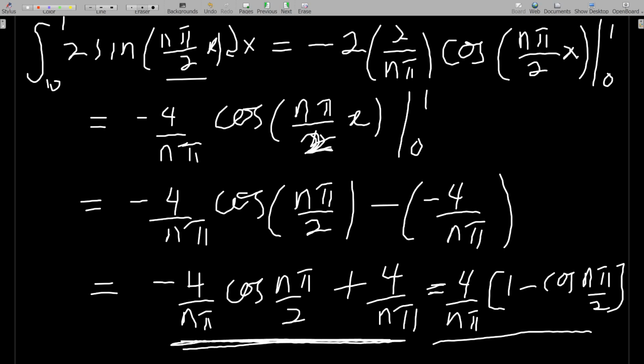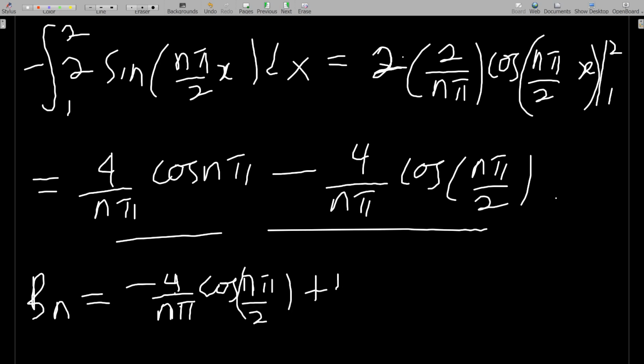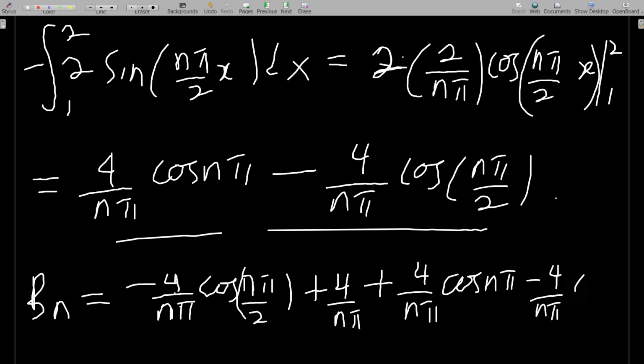I'm writing this back. I won't write the compact form. I'm writing this, okay? I have minus 4 over n pi, okay, cos of n pi over 2. That's the first part, plus 4 over n pi. Is it n pi? Okay, 4 over n pi. Then plus 4 over n pi cos of n pi minus 4 over n pi cos of n pi over 2.